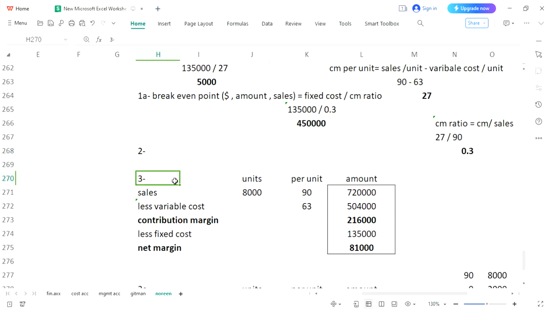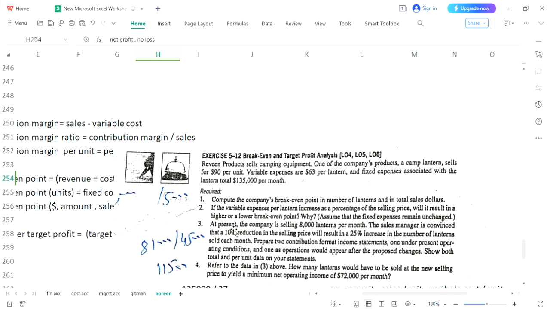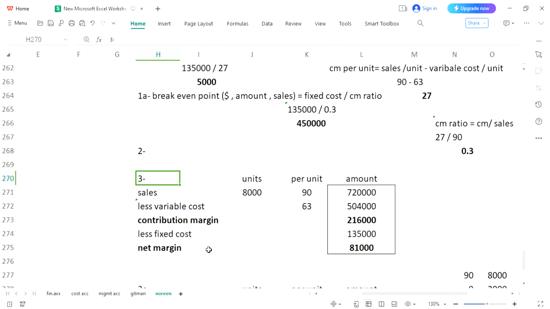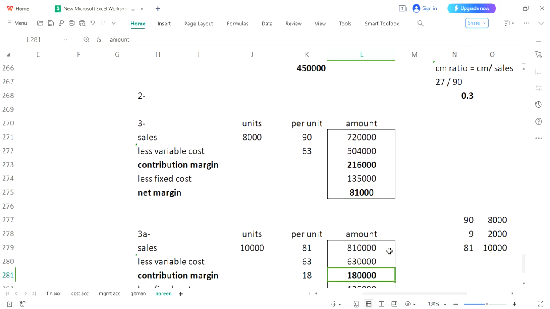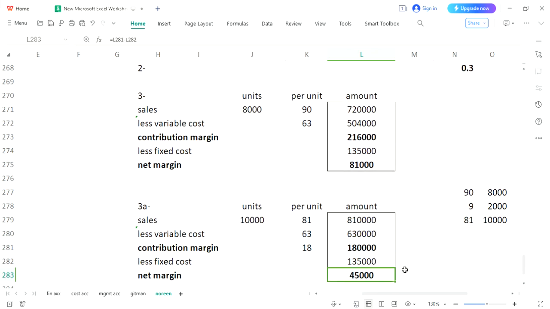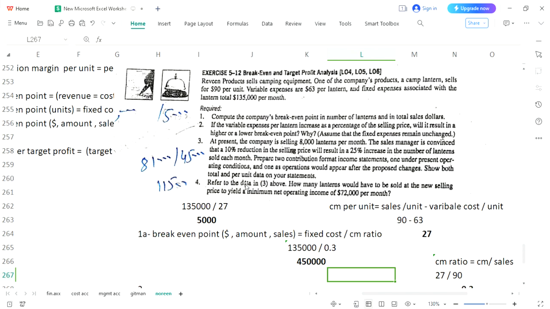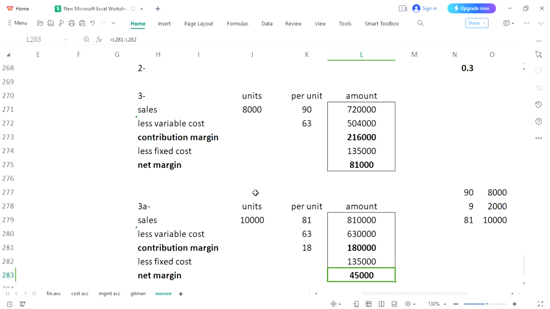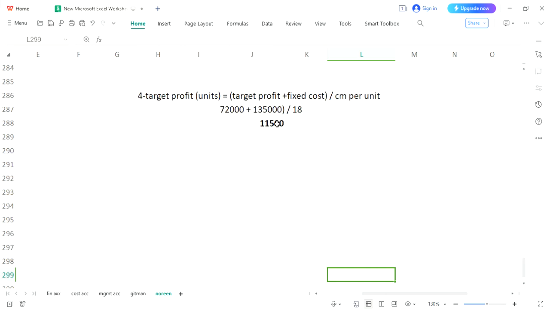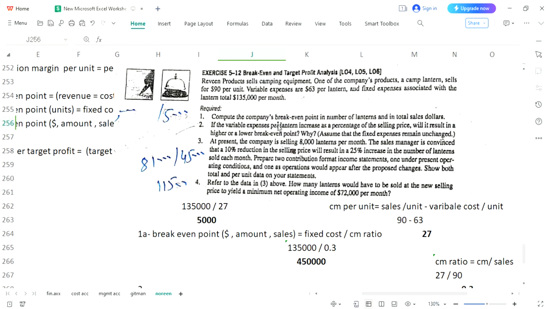The third portion was what? At present the company is selling 8,000 lanterns. Its answers were 81,000 and 45,000. So for the third, 81,000 is the first answer and 45,000 the second answer. 3 and 3a we have solved, 81,000 and 45,000. The fourth part was solved and the answer was 11,500. So you can see 11,500. So we have reviewed the question as well.